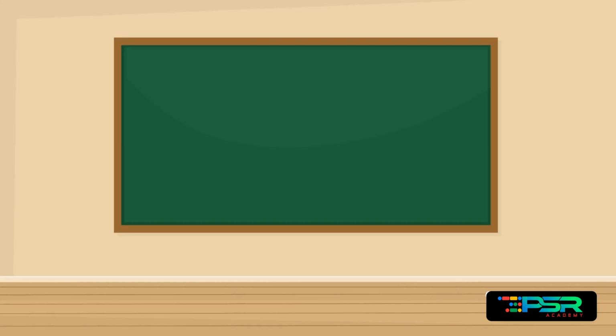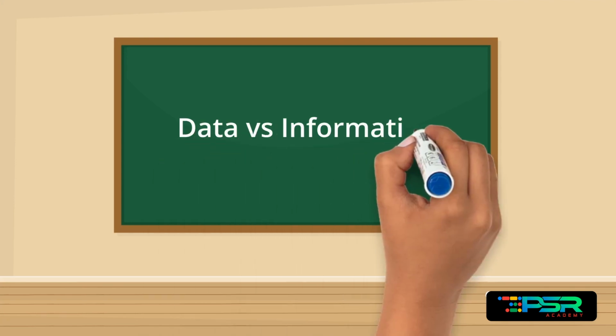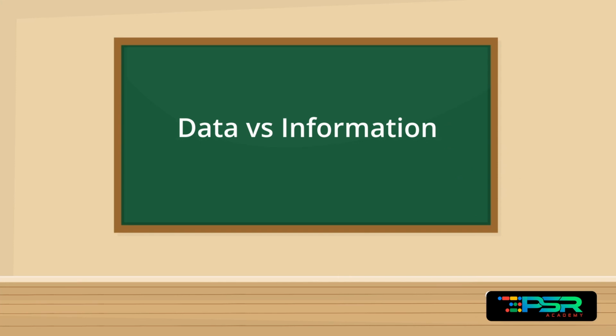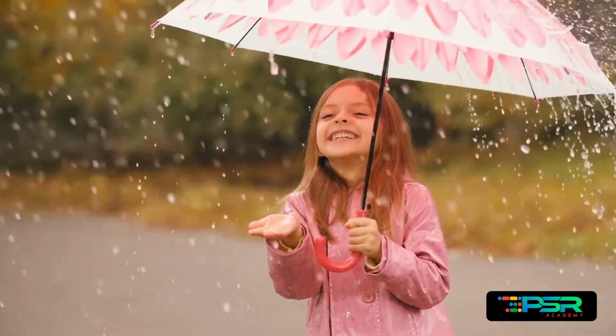Today, we're going to dive into an important concept in ICT, the difference between data and information. We'll use some real-life examples to help you understand it better. Let's start with our first scenario, weather reports.